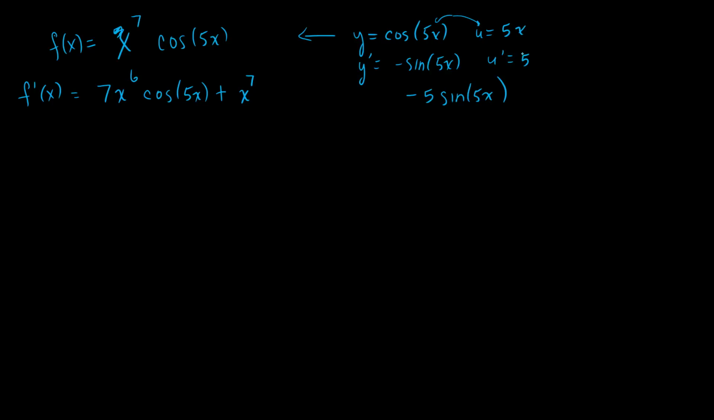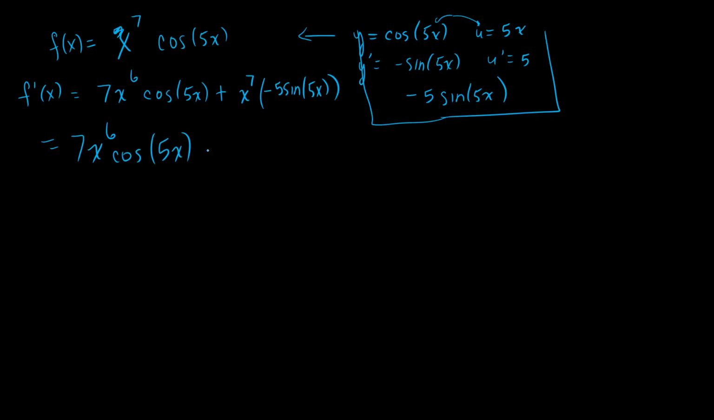My issue with doing it this way over here is the substitution. So times negative 5 sine of 5x. So my answer becomes 7x to the 6 cosine 5x. Let's chunk the negative and the 5 out front, x to the 7th sine of 5x. I think the people doing the shortcut can pretty much see from the substitution how I'm doing the shortcut.